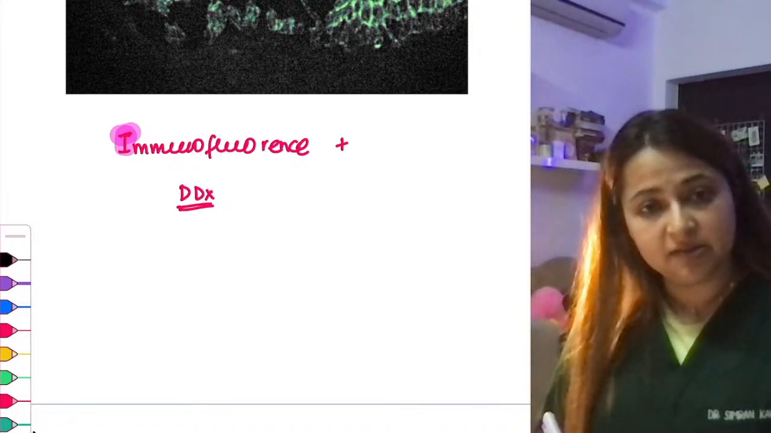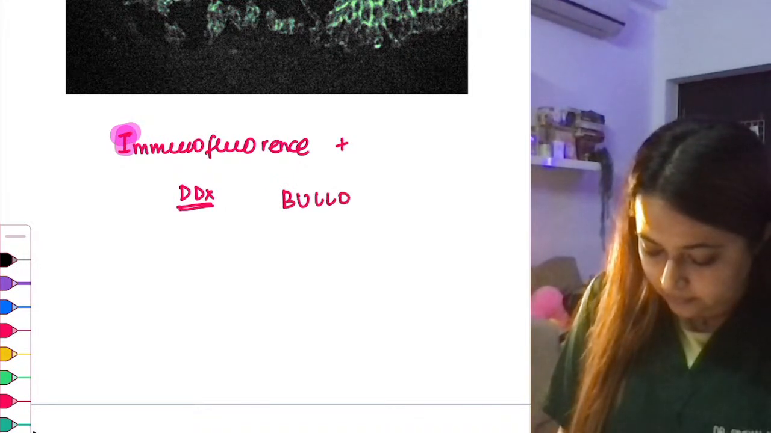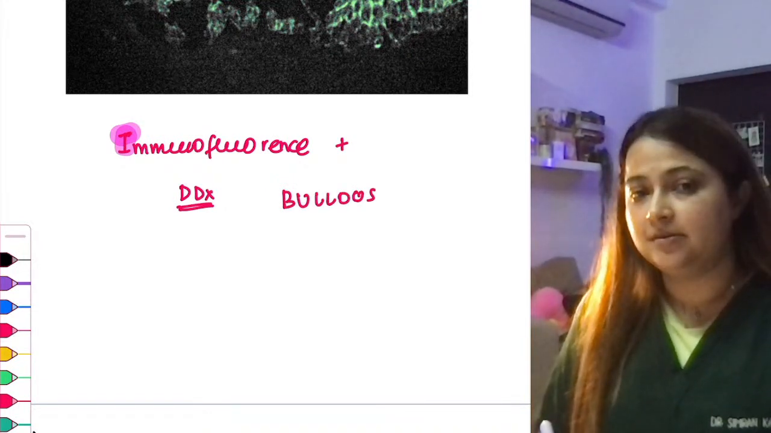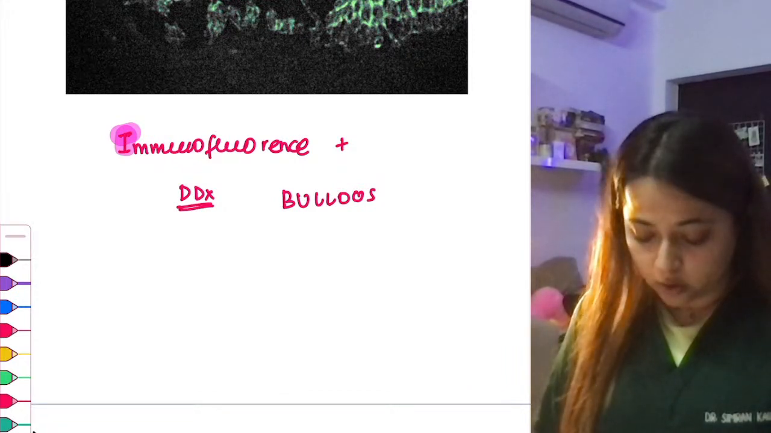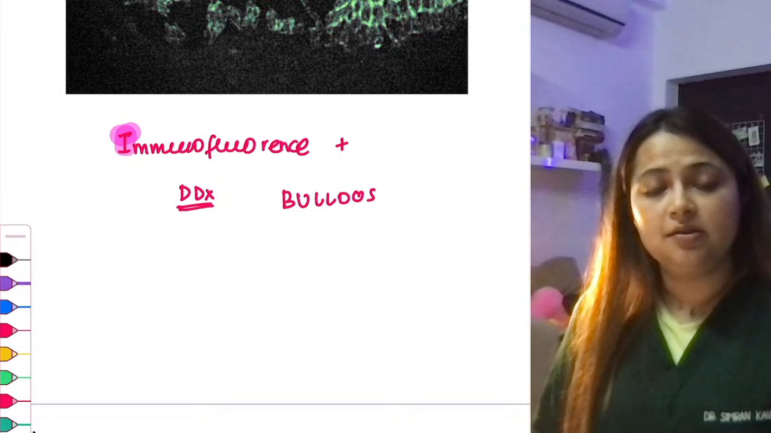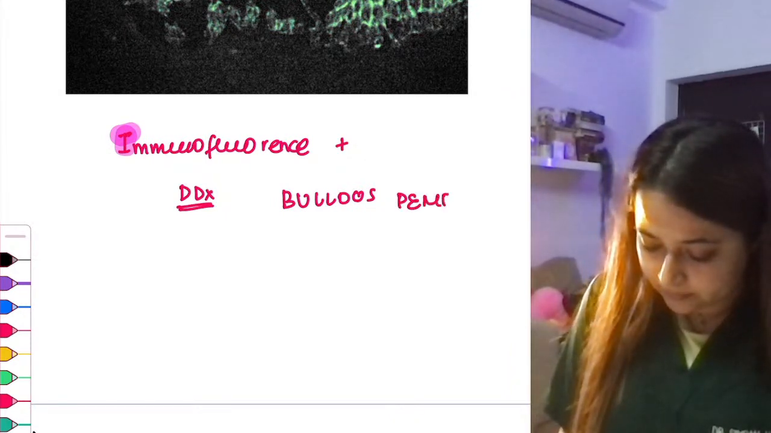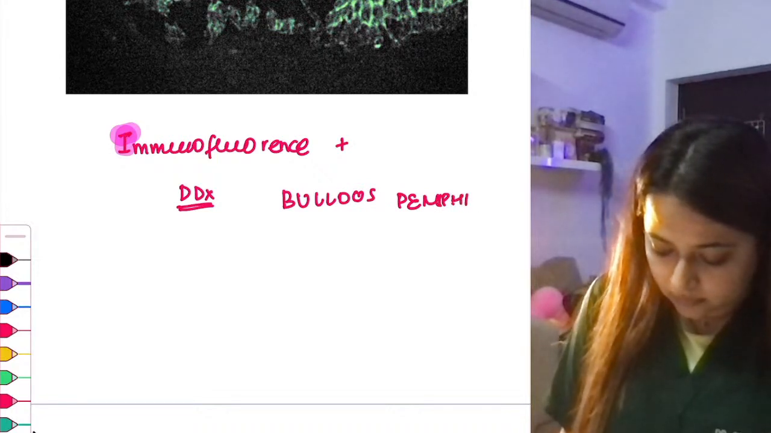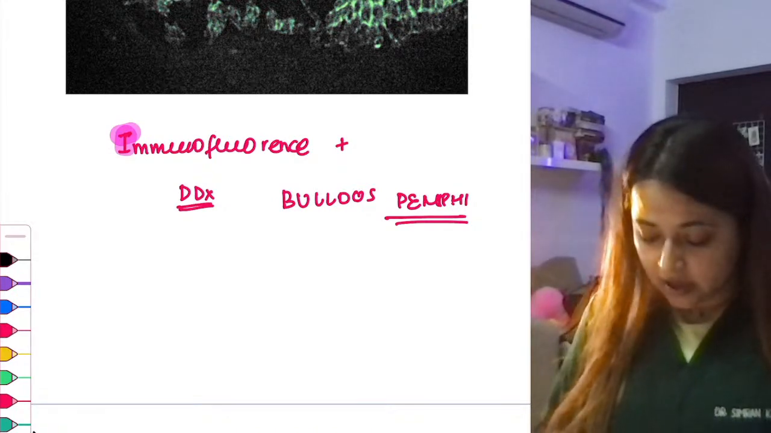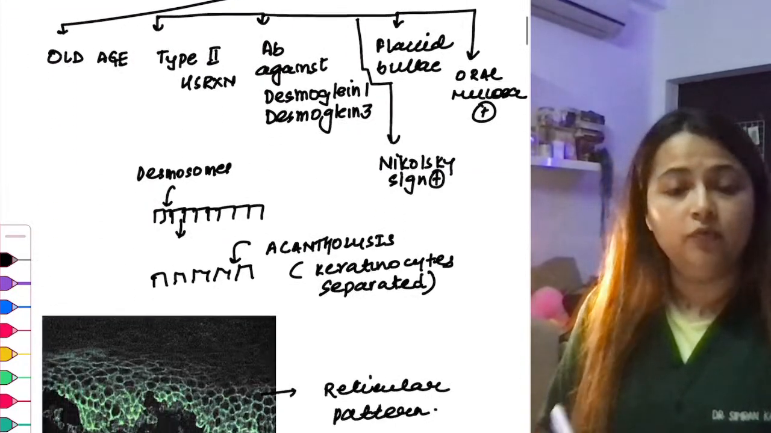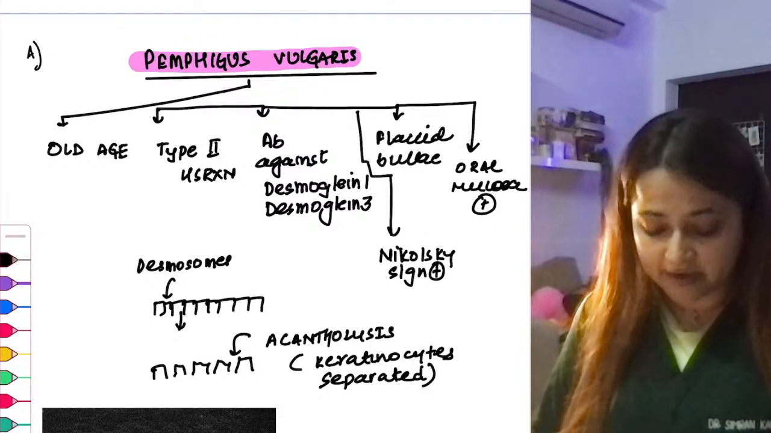Yes, another blistering disorder. Although the differential diagnosis list has other disorders also, most commonly for the exam point of view, we differentiate the Pemphigus vulgaris from the bullous pemphigoid. So before moving on, we should discuss Pemphigus vulgaris. So these are all the keywords regarding Pemphigus vulgaris.